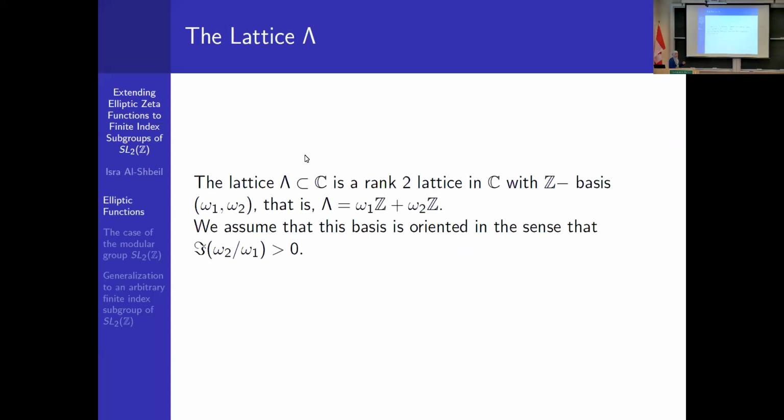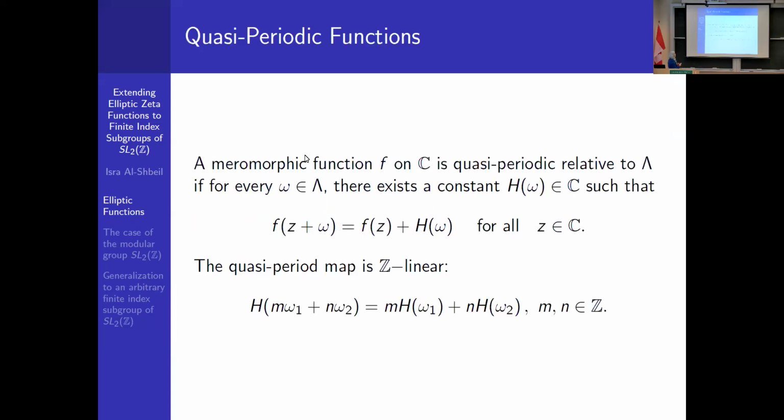We'll start with the main concept related to the elliptic zeta function, and start by introducing the lattice lambda. It is a subset of C with a Z basis, such that it could be written as a linear combination of omega-1 and omega-2, such that the imaginary part of the quotient omega-2 over omega-1 is greater than 0. And this is part of the domain of the elliptic zeta function.